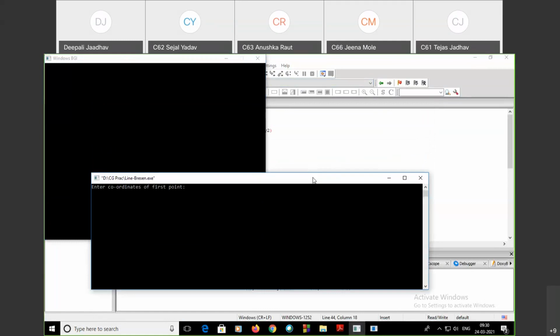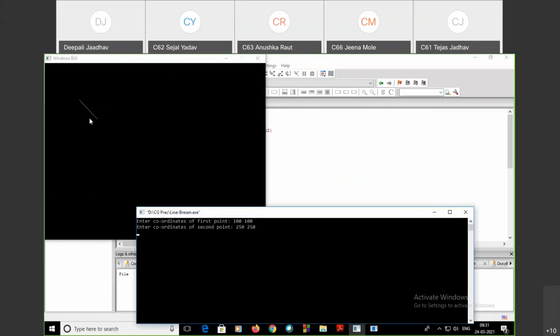Okay, so enter the points. I use here 100, 100, 250, sorry. Enter the first coordinates 100, 100, 250, 250. You can observe here one by one the line is generated, one pixel at a time. Why? You can see here I use a delay of 75. If delay is not used, directly you can see the output, the line is generated.